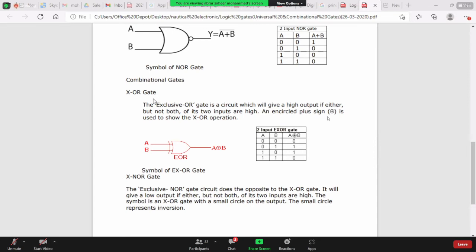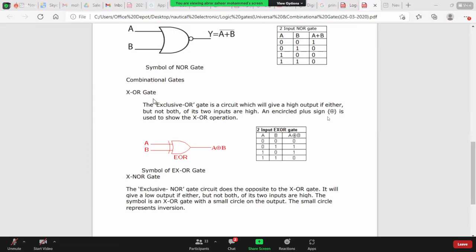So here we can see a symbol of the XOR gate. A and B are the inputs, and the output is A XOR B. The encircled plus sign is used to show the XOR operation. So here we can see the two input XOR gate. If A B is 0, 0, the output is 0. For 0, 1, it is 1. For 1, 0, also it is 1. And for 1, 1, the output is 0.